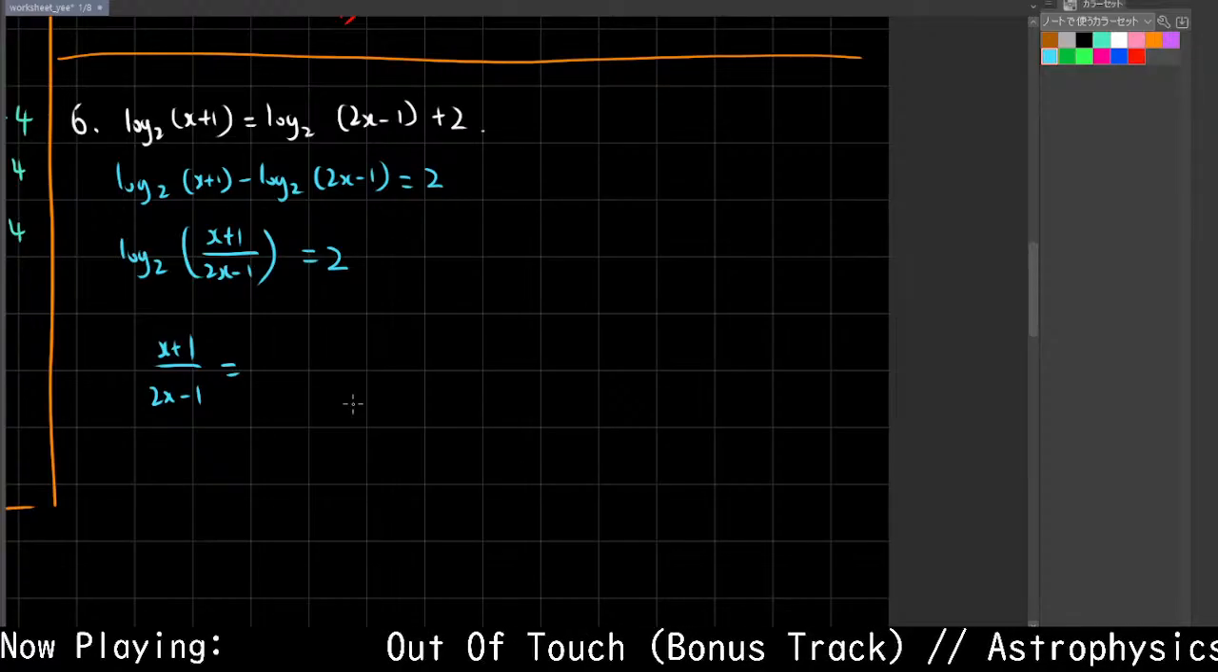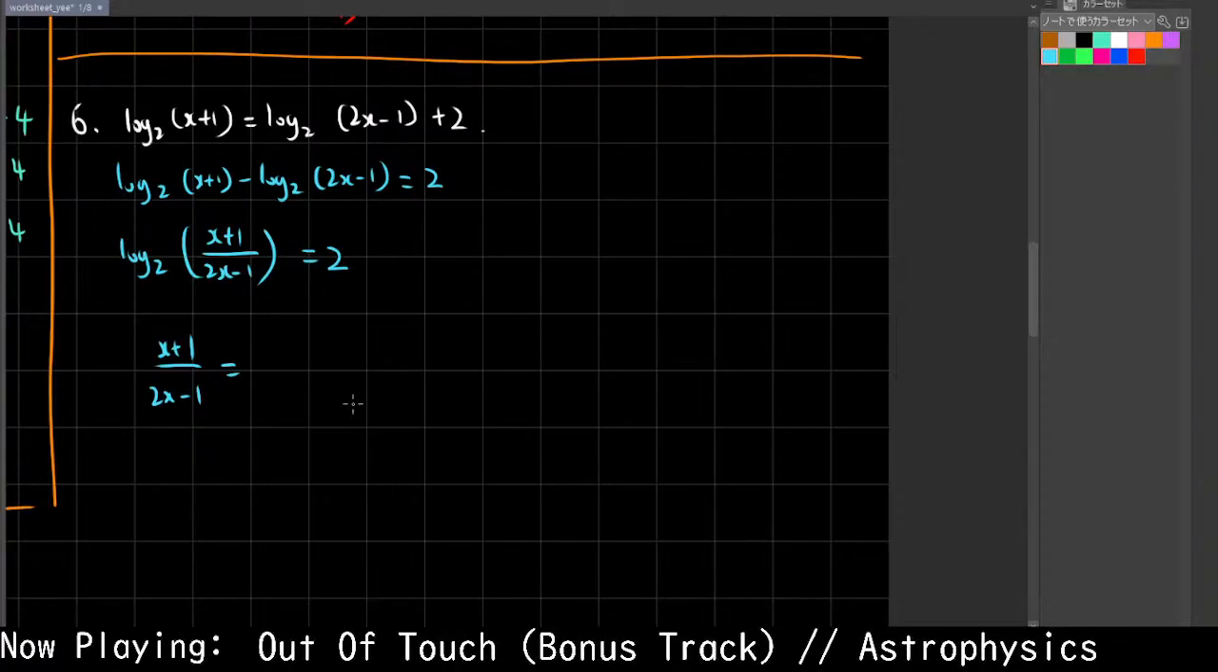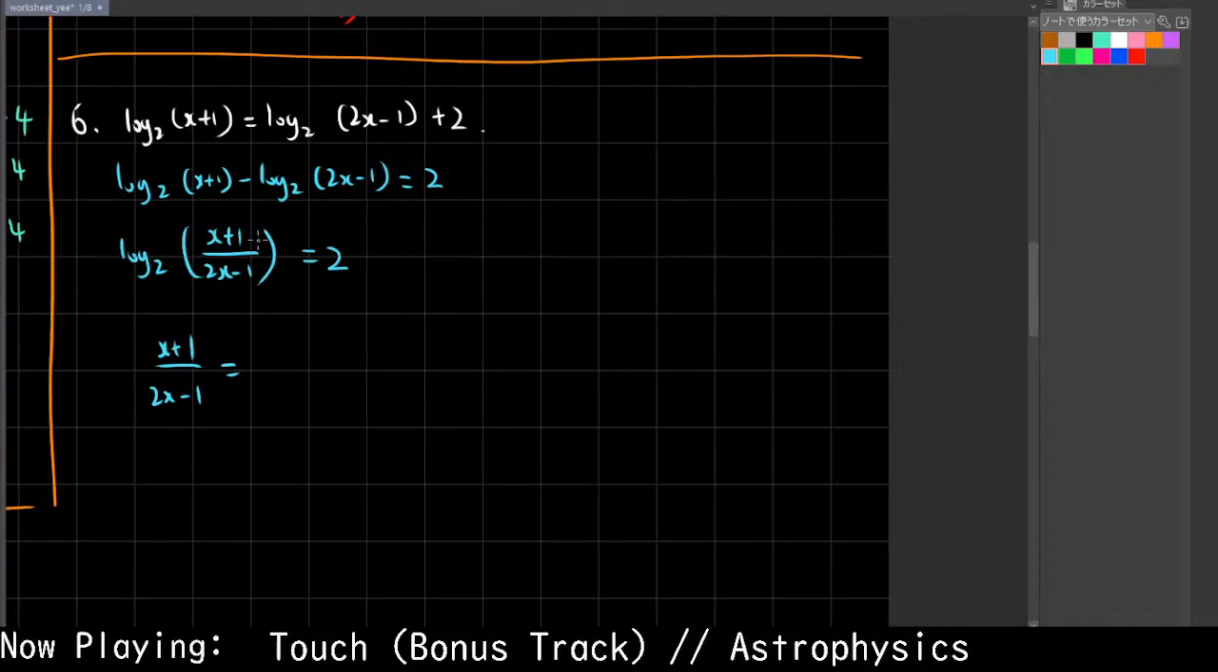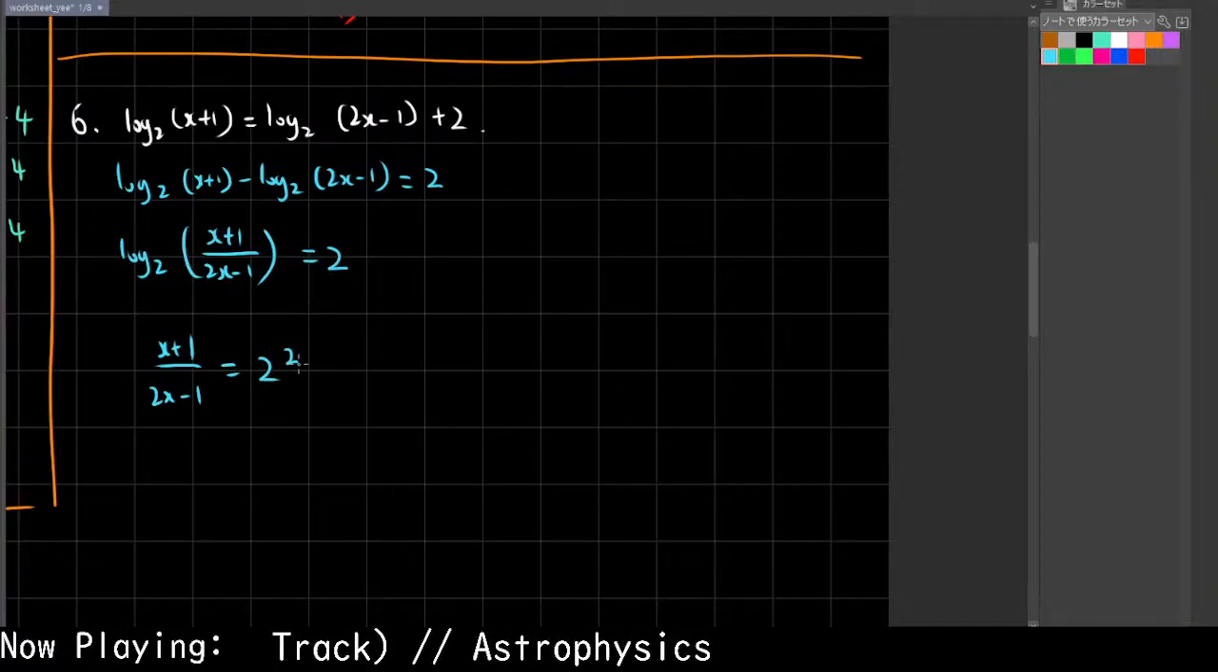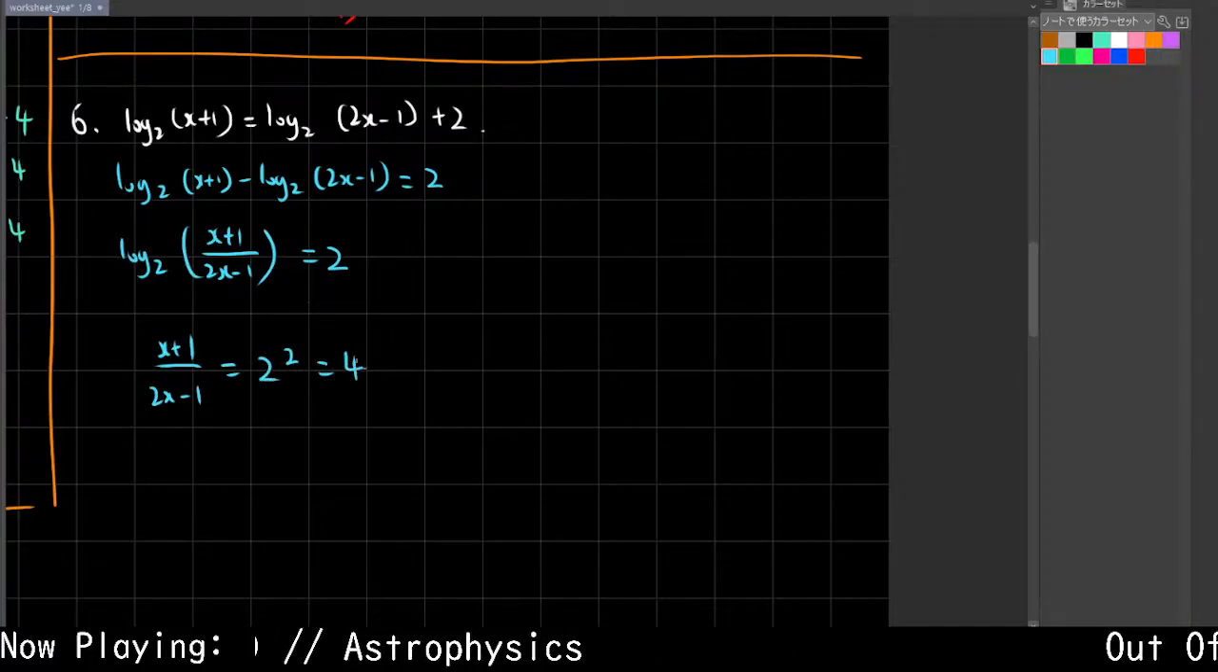Convert it back into power form. So this turns into 2 to the power 2, which gives 4.